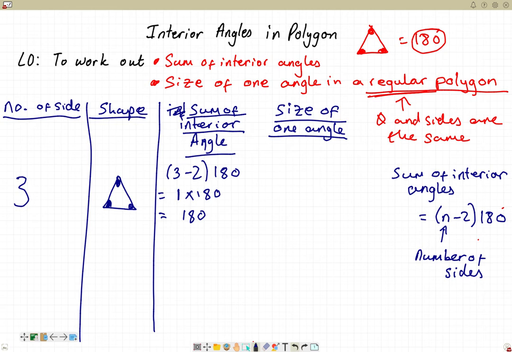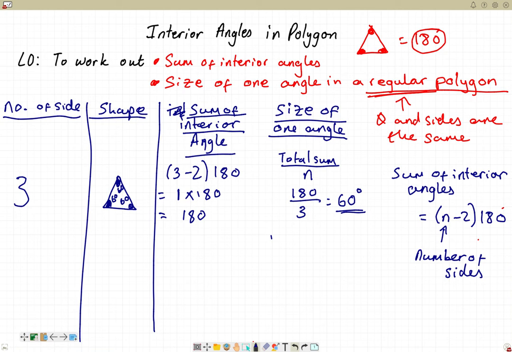So we all knew that before, but all the angles in the triangle add up to 180. So if this is a regular triangle or equilateral triangle, all I have to do to find out the size of one angle is divide the total sum by the number of sides. So for the triangle, it will be 180 divided by 3 sides, which gives me 60. So in a triangle where all the angles and sides are the same, one angle is 60 degrees.